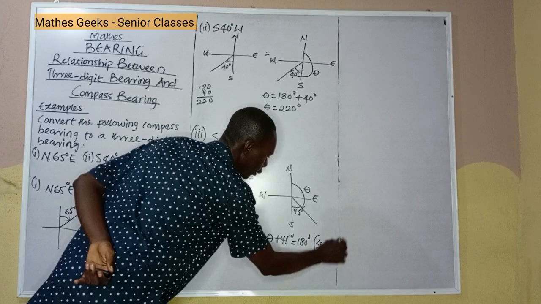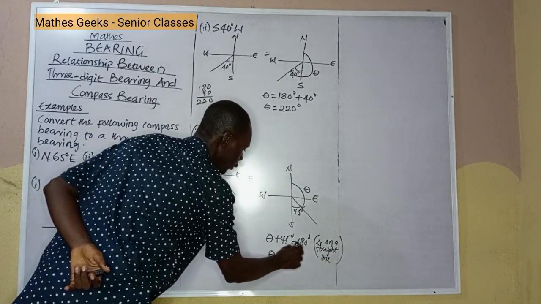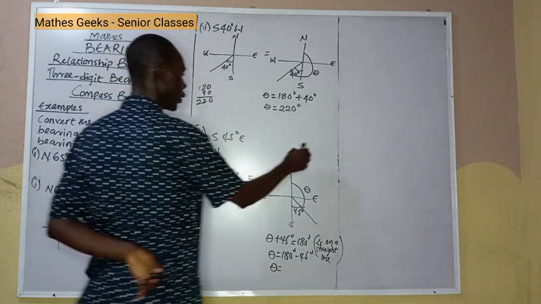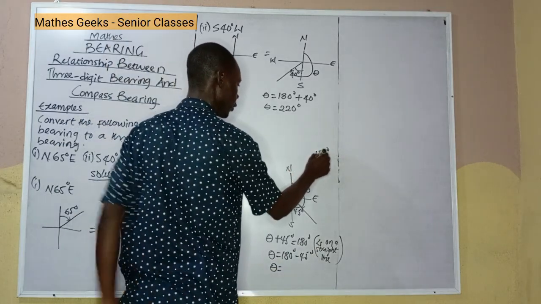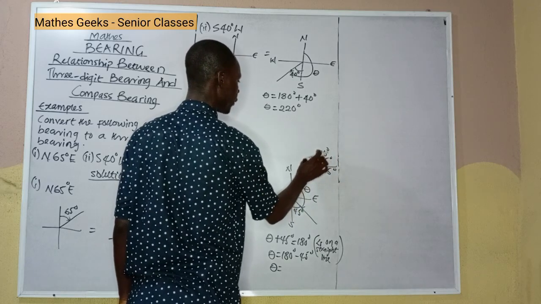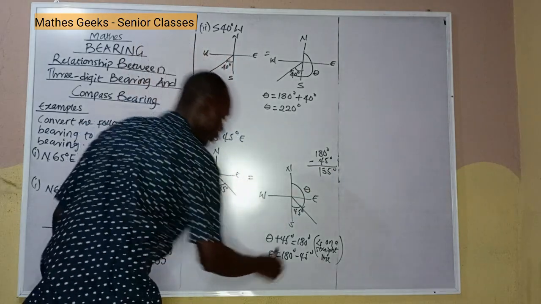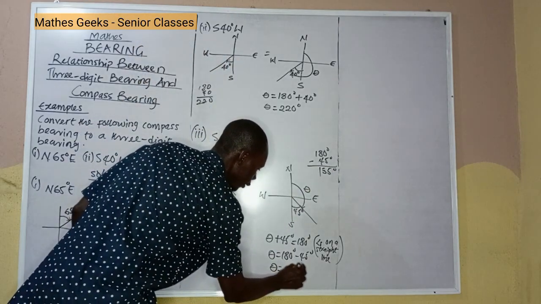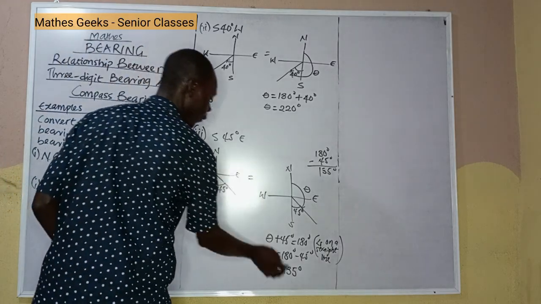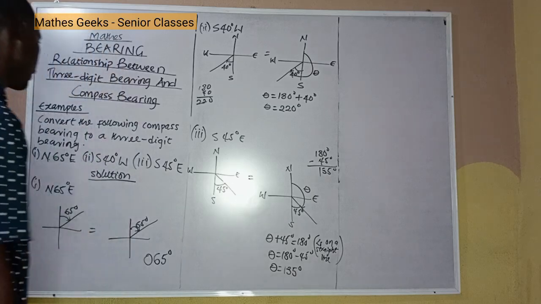Angles on a straight line. All right, so theta is equal to 180 degrees minus 45 degrees. 180 minus 45 degrees is 135 degrees. So theta is equal to 135 degrees. So 45 degrees is the equivalent of 135 degrees as a 3-digit bearing. That's what it is.